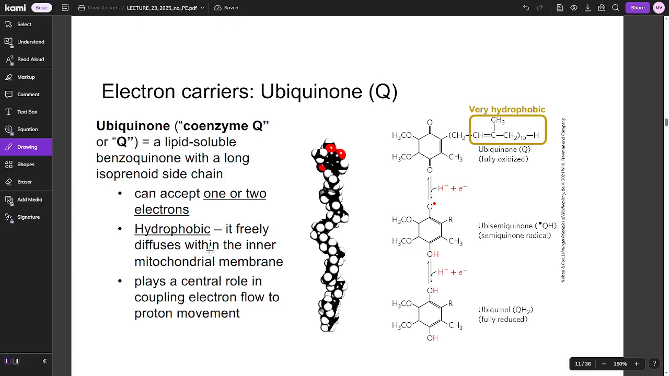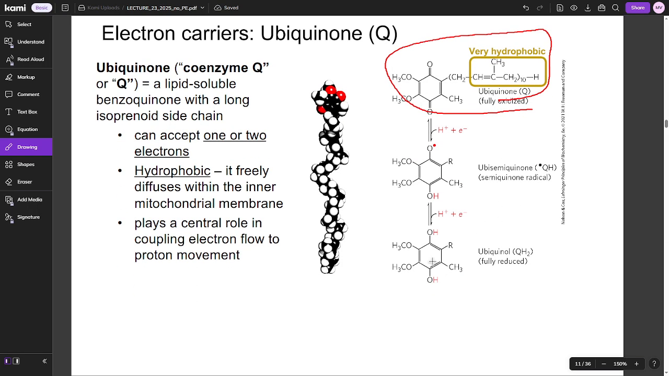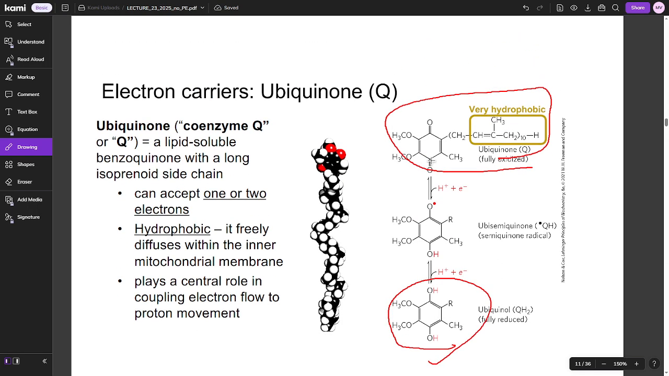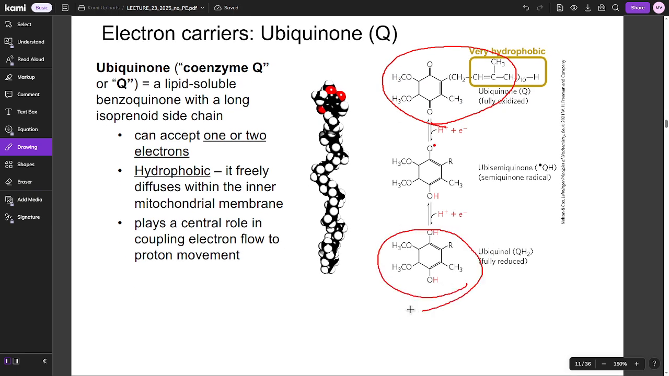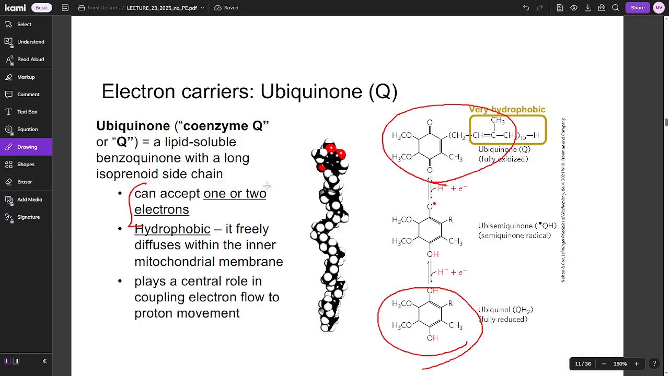Here is what ubiquinone looks like, coenzyme Q. It's a nice thing to know, though I wouldn't say it's the most important thing. You should note that it's a hydrophobic carrier. It's not like FAD and NAD plus. This thing is hydrophobic. It stays within the membrane, and in its reduced form it looks like this, where it's got a benzene ring, and in its oxidized form, it looks like that. So, oxidized form, reduced form. And the other thing to note is that it can accept one or two electrons.